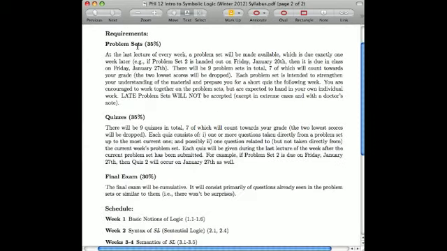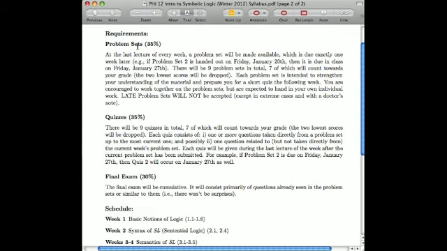So a problem set is basically a set of problems either taken from the textbook or ones that I've taken from other sources or ones that I've come up with myself that you then have to solve within 1 week. So at the last lecture of every week, I'm going to make a problem set available to you, and that problem set is going to be due exactly 1 week later.